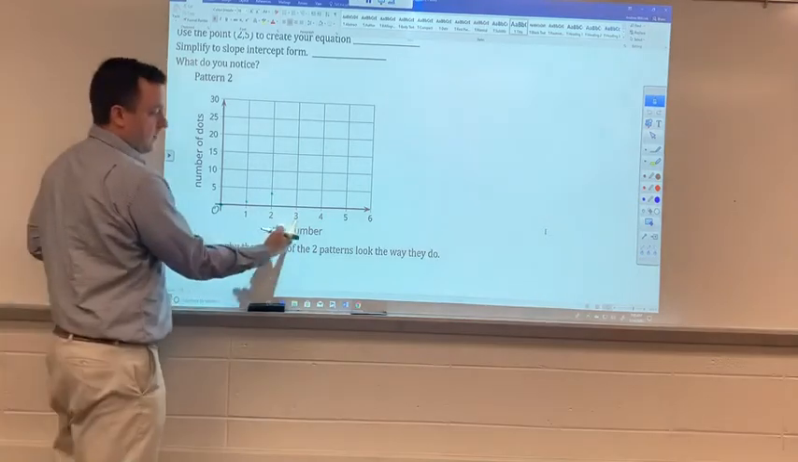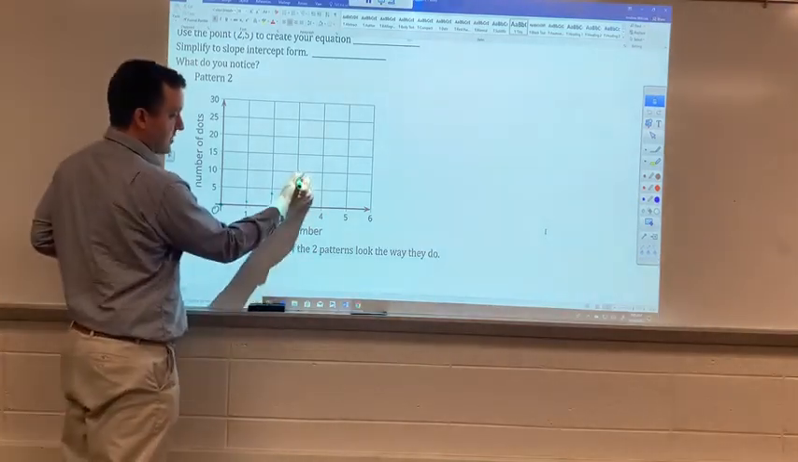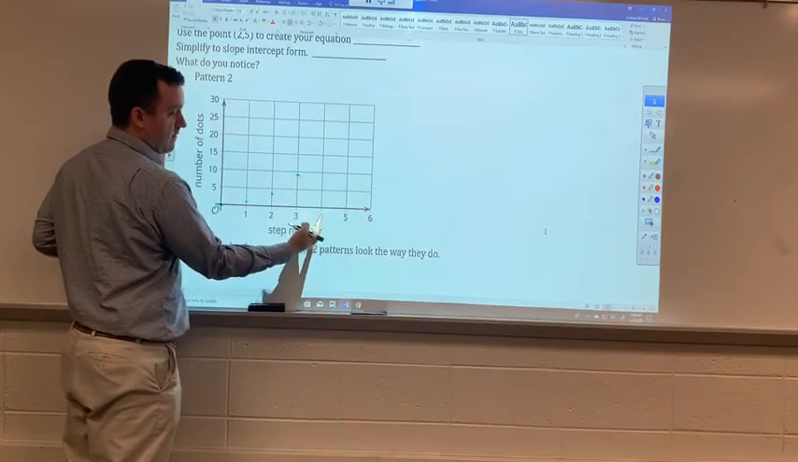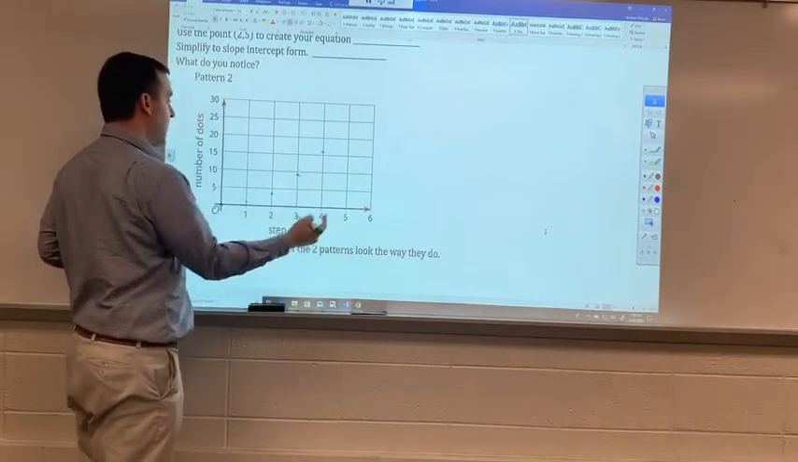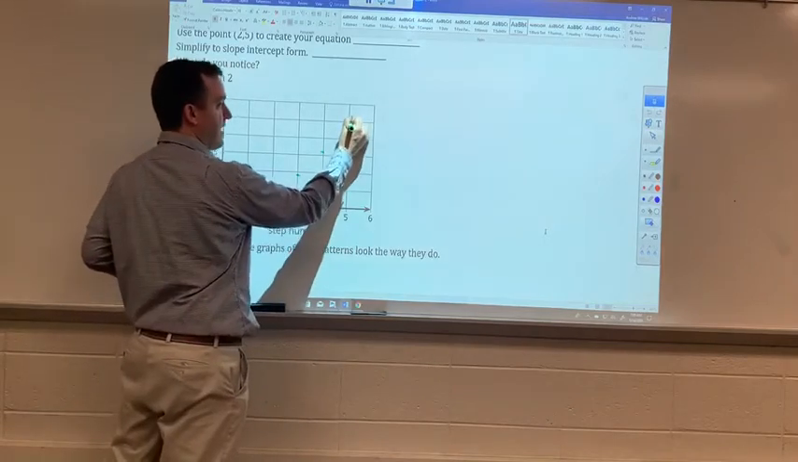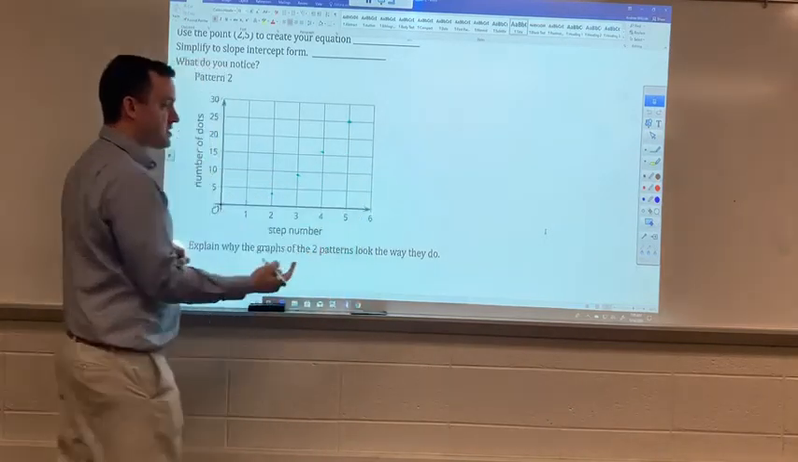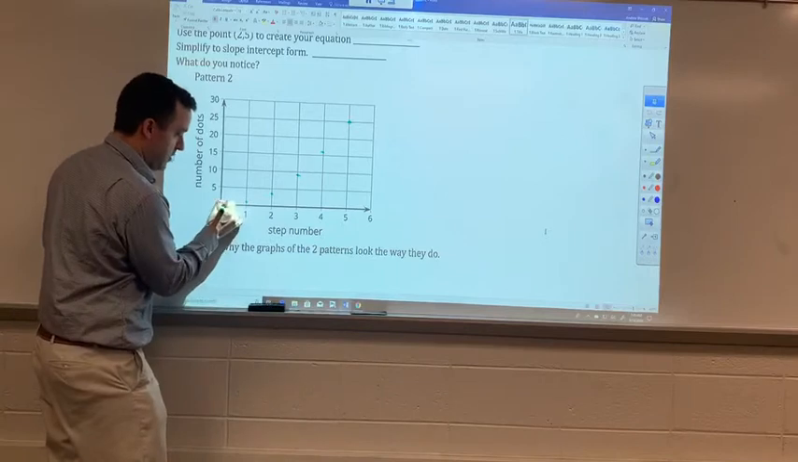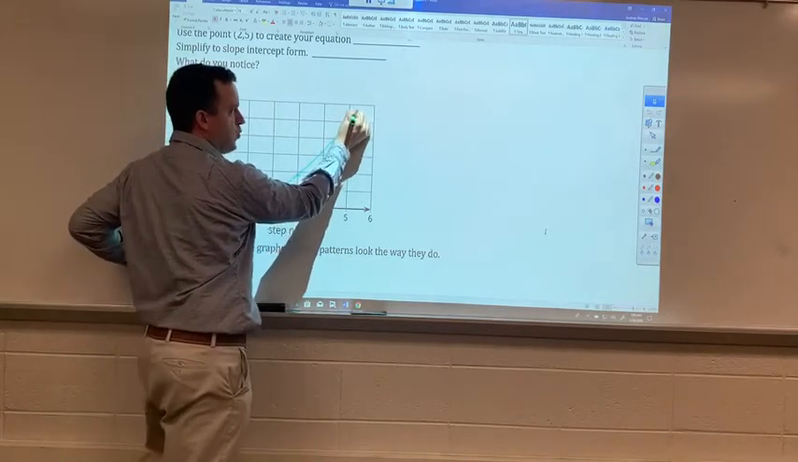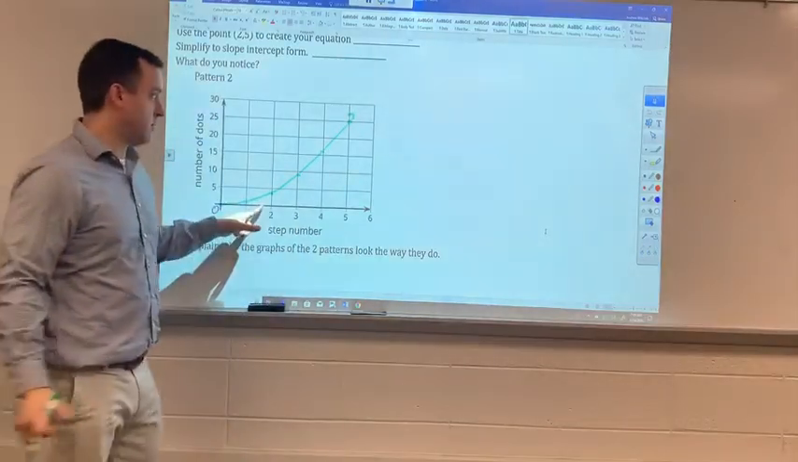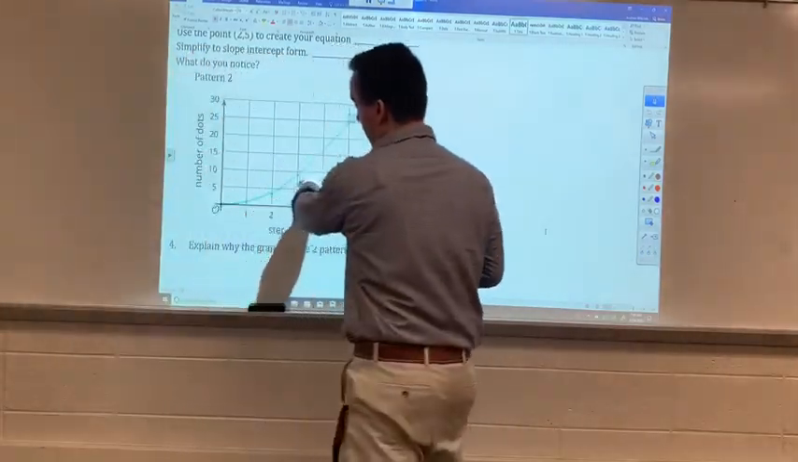Step 3, 3 to the second power, 3 times 3 is 9. Step 4, 4 to the second power, 4 times 4 is 16. Step 5, 5 to the second power, 5 times 5 is 25. And then step 6 would actually be off the graph. So if I were to connect these dots, we can see this is nonlinear, and that we actually see an increasing slope.